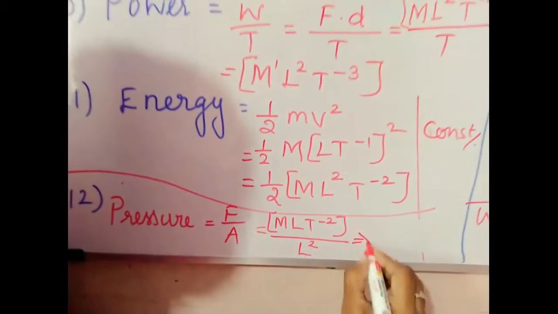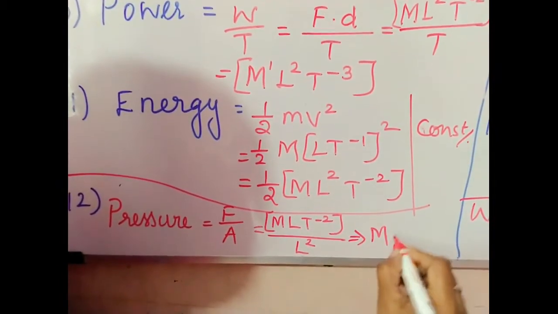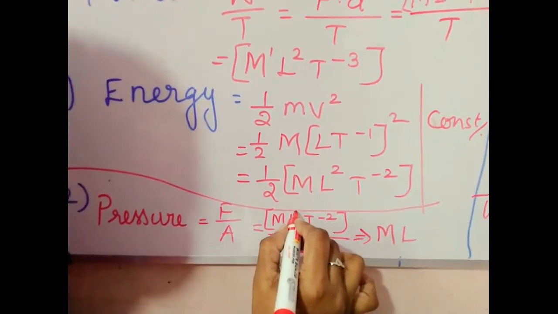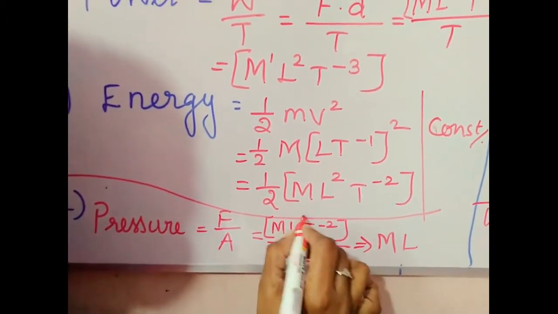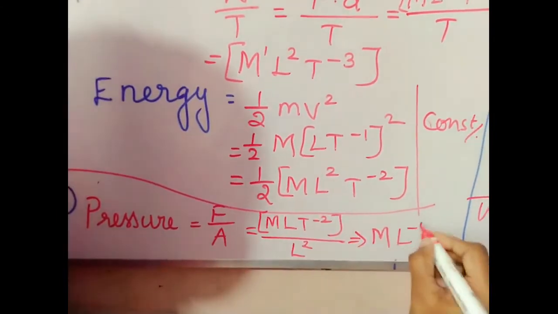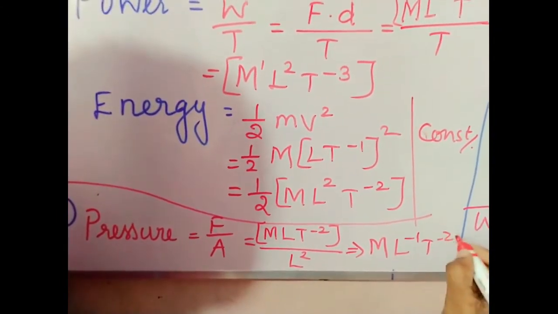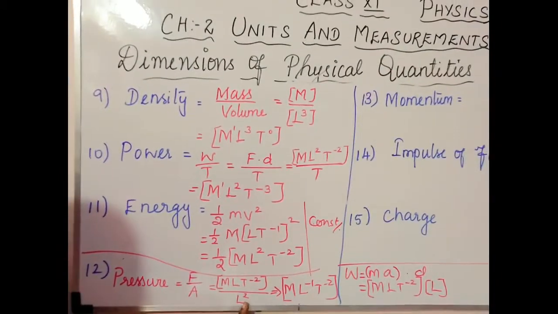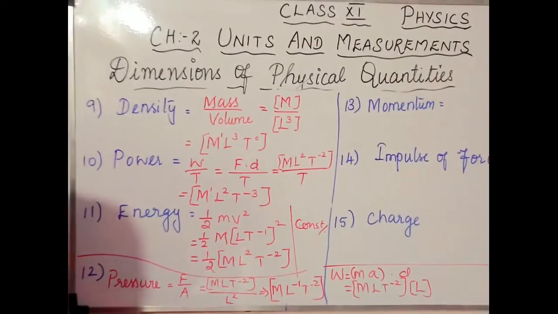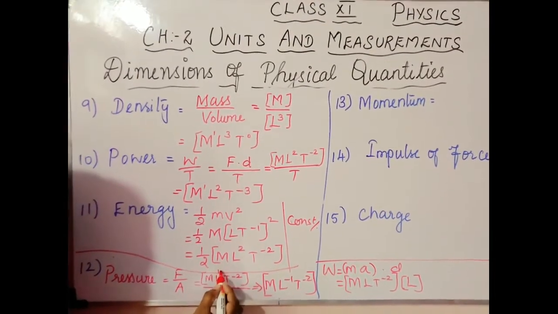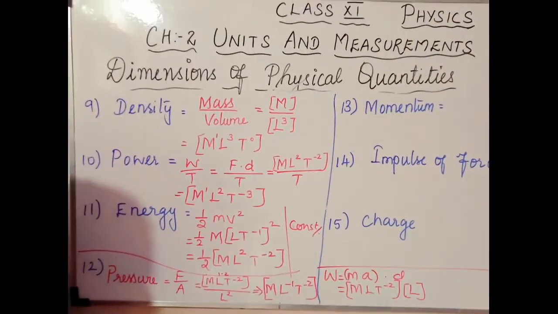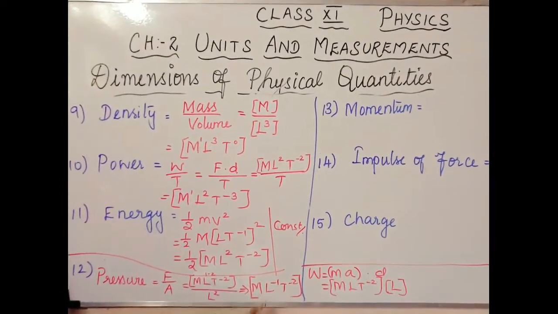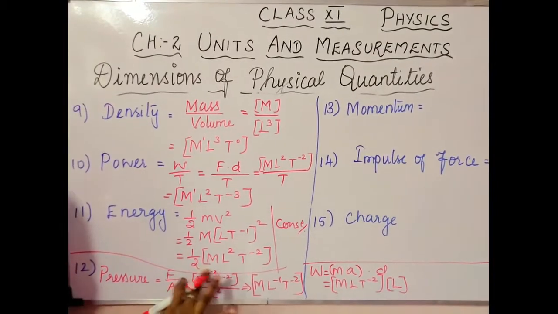So this can be written as M power 1, L, when it goes up, L power minus 2, already 1 is here, so 1 minus 2, then minus 1, T power minus 2. So L power minus 1, T power minus 2 is the dimensional formula for pressure.